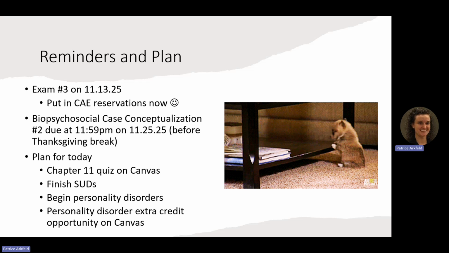You will need to do the chapter 11 quiz. It is on Canvas. It's an open book quiz, but you will need to complete it all in one go, and you cannot take it with a friend. You have to take it by yourself. And whatever score you get is whatever is kept. So keep that in mind. It's also timed. You only have 5 minutes to do that quiz. Also, I posted an extra credit opportunity on Canvas for chapter 12 on personality disorders. So if you're interested in that, go to the modules tab and look for the extra credit section and you'll find that opportunity in there.